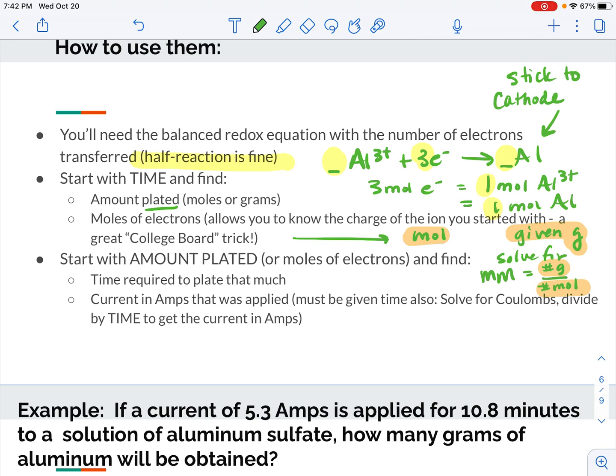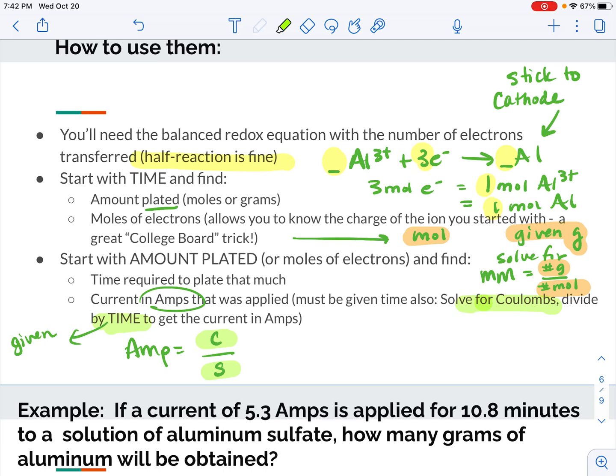But if you're solving for current, you have to remember that amperes are coulombs per second. So what you would do in this case is you would solve for coulombs from your stoichiometry, and you would have to be given the time in the question. They'd have to say 10 seconds or 5 minutes or whatever, and you would divide the coulombs that you solved for by the time in seconds. You have to be careful, they like to give it to you in minutes or hours, and so you convert that, and then you can solve for the current, which would be the amps. So these are your options.